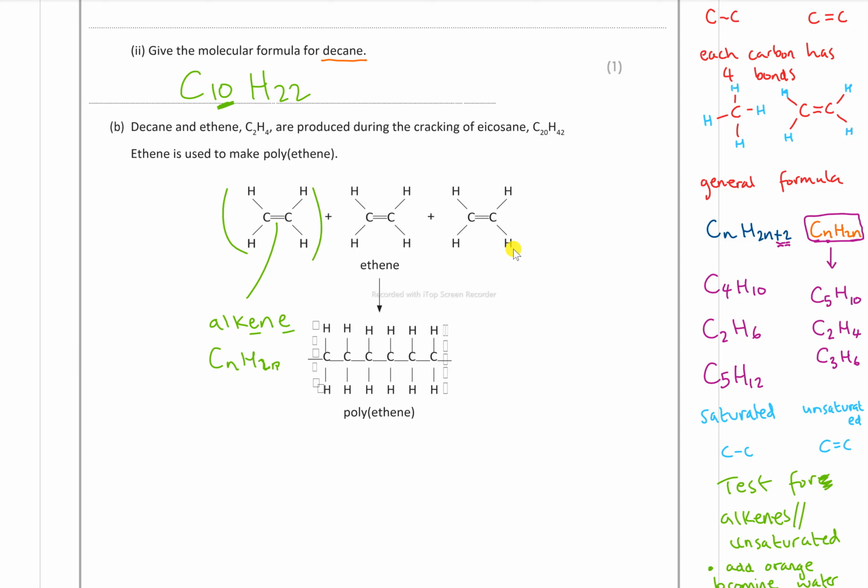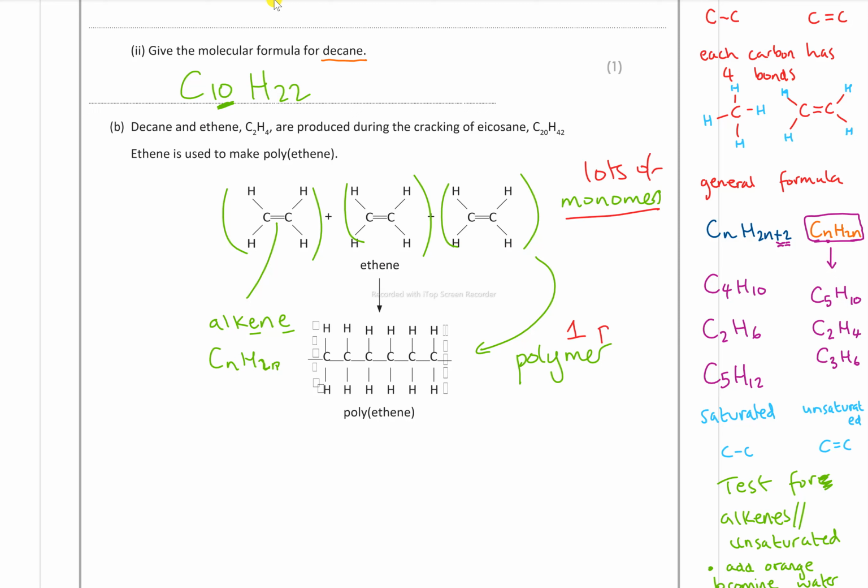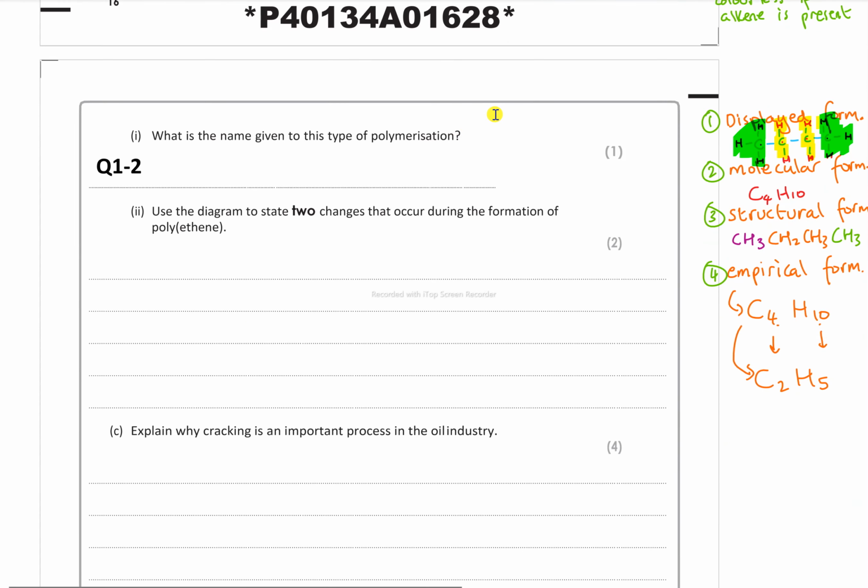You add this alkene and another alkene and another alkene, and you end up with one big long polymer. So these are monomers, and they add together to become a polymer. Just remember this: if you're adding lots of monomers and you only end up with one product, in this case one long polymer, it's called an addition polymerization. So what's the name of this polymerization? It's called addition.